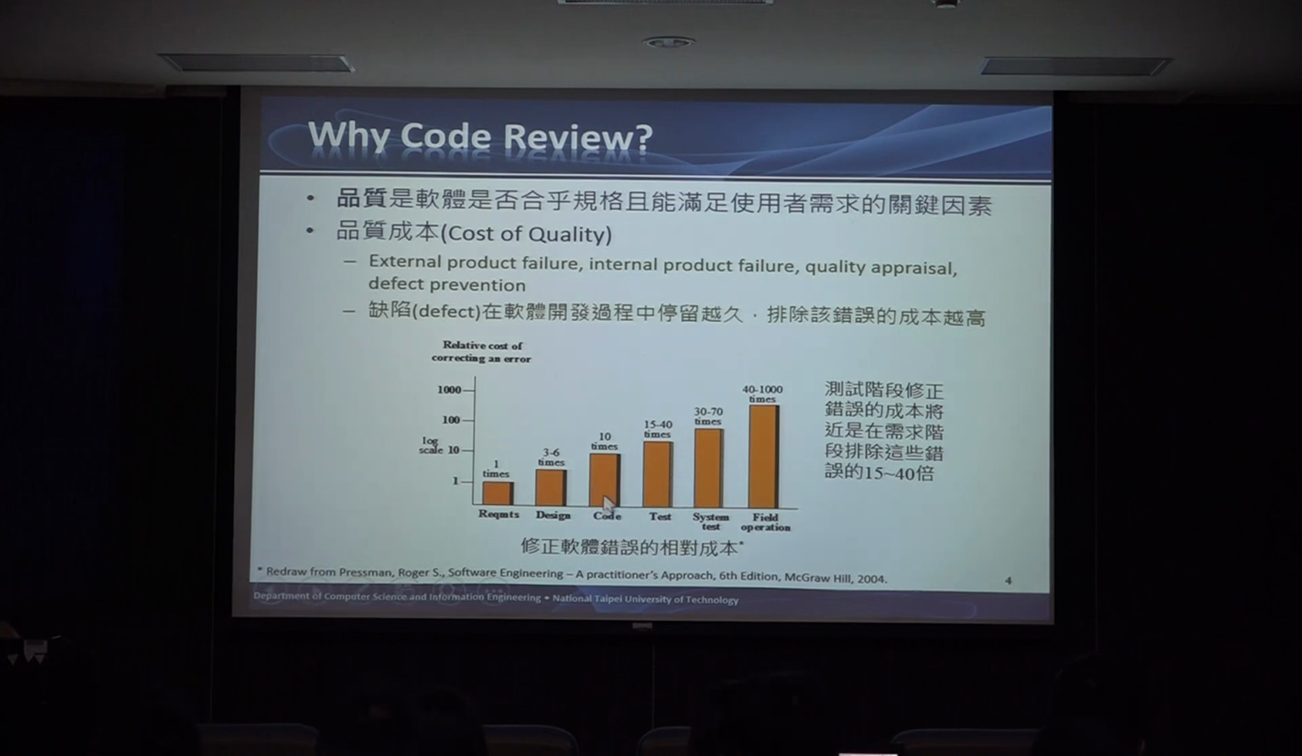So the code review is the mechanism we introduce, which is a systematic method, or you can call it methodology, to help you to identify defects during the implementation.